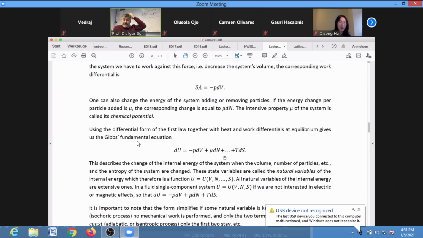Now look at the structure. And the structure of this differential form shows me what are the natural variables of the internal energy. And the natural variables of the functions are such which come in its differential with this d sign, with the changes. So the internal energy is a function of volume, number of particles, whatever, entropy. An important property of the internal energy as a thermodynamical potential is that all its natural variables are extensive. Never forget it.